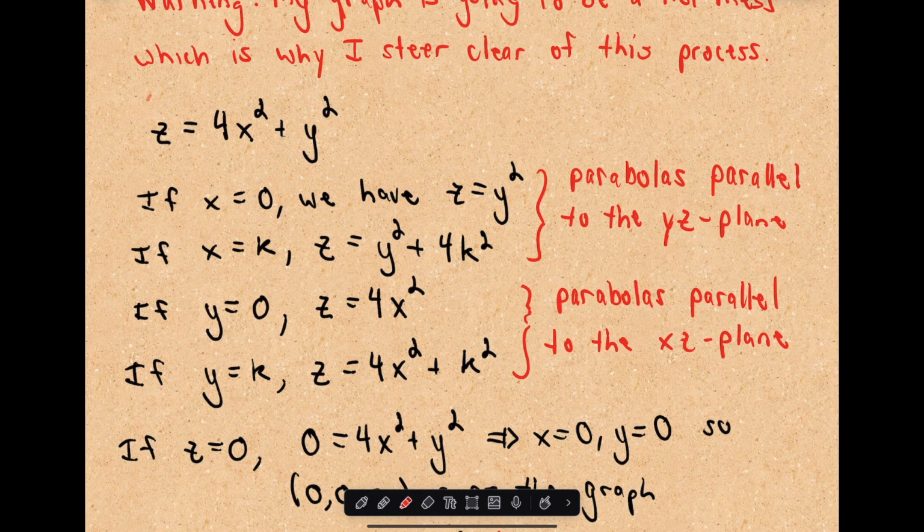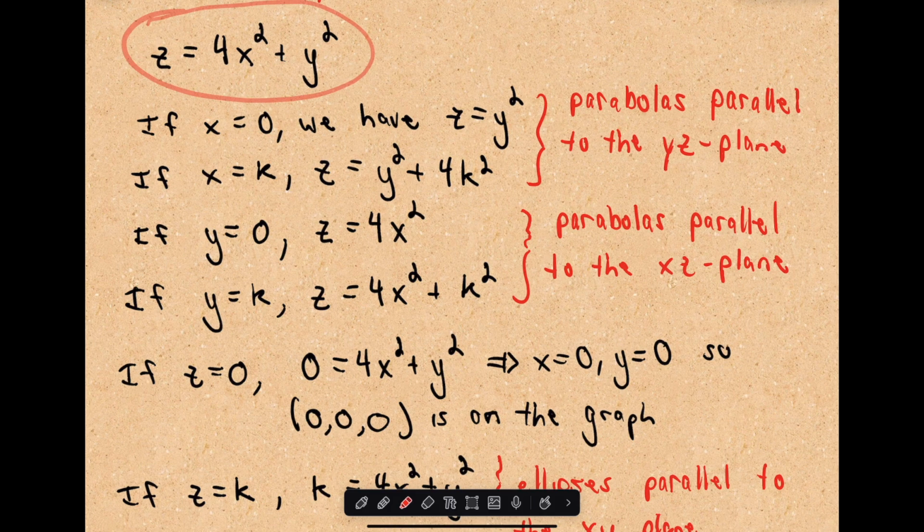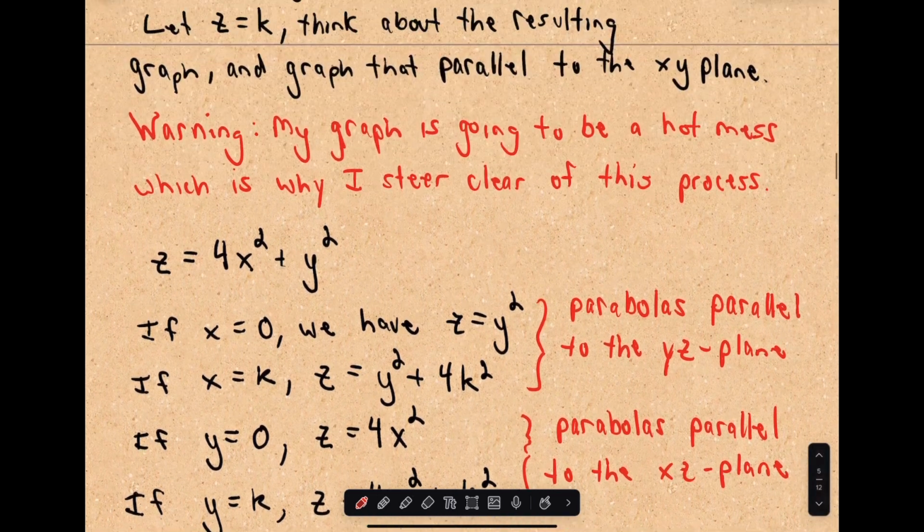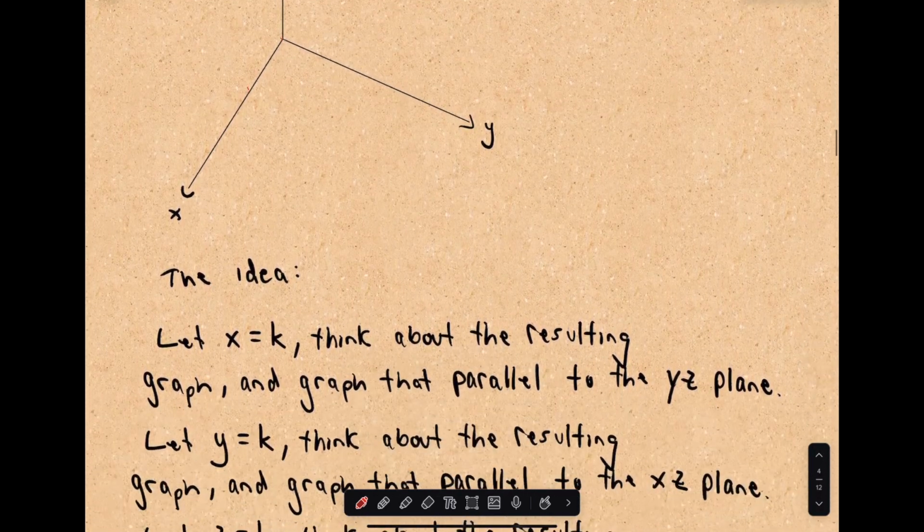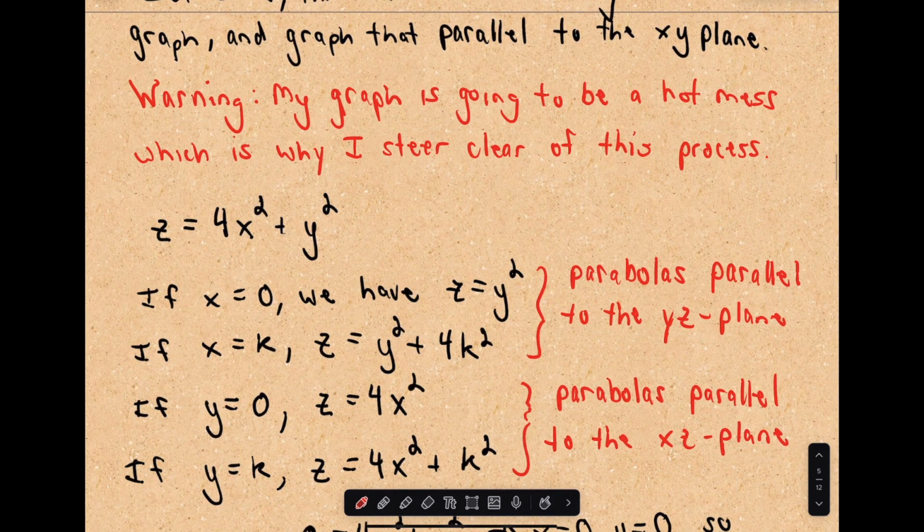Okay, so let's go back to z equals 4x squared plus y squared. I'm going to do a couple of different cases. I'm going to think about letting each variable equal 0 and then something more generic like k. So notice if x equals 0, and I replace x with 0 here, I'm simply left with z equals y squared. And that's just going to be a parabola in the yz plane. So if I go back to graph that, maybe I'll graph these first couple parts in red, and I'll graph these next couple parts in another color.